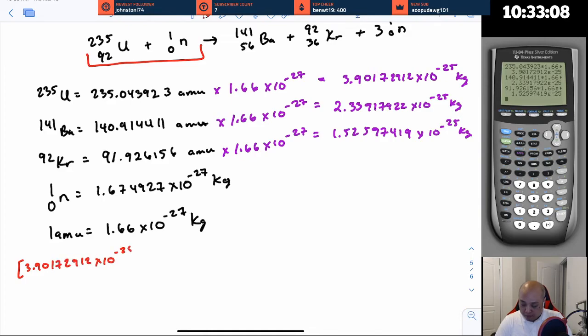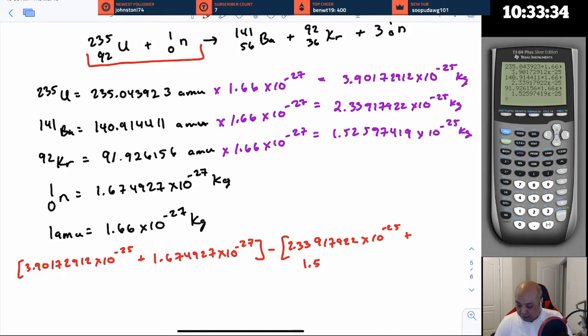3.90172912 times 10 to the negative 25th plus 1.674927 times 10 to the negative 27th, minus the other values here: 2.339172 times 10 to the negative 25th plus 1.52597419 times 10 to the negative 25th plus 3 times 1.674927 times 10 to the negative 27th.